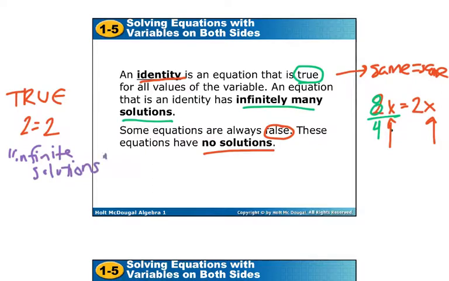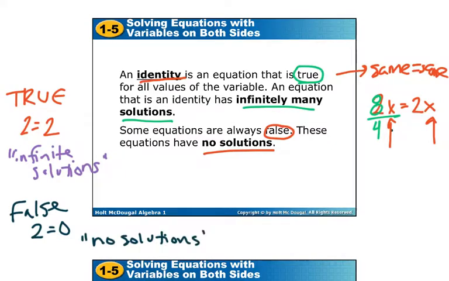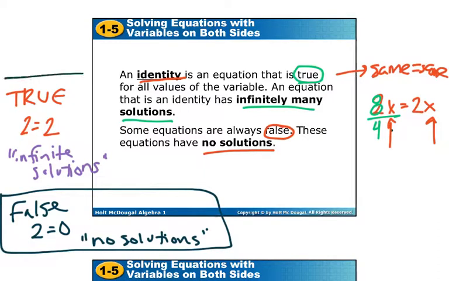Meaning every single number. If you end up getting something that is false, so for instance 2 equals 0, which it clearly does not, you're going to have no solutions. Meaning that absolutely no number could be plugged in there and make it work. So those are your two identities.